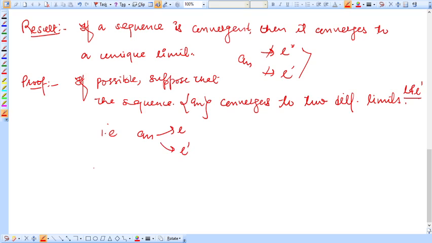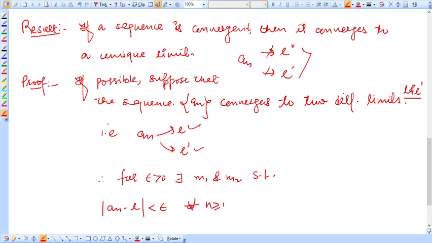So what we mean by this convergence is, for epsilon greater than 0 there exist m1 and m2, because it is converging to two numbers, so we will have two natural numbers m1 and m2 such that |a_n - L| is less than epsilon for all n greater than or equal to m1, and |a_n - L dash| is less than epsilon for all n greater than or equal to m2, right?